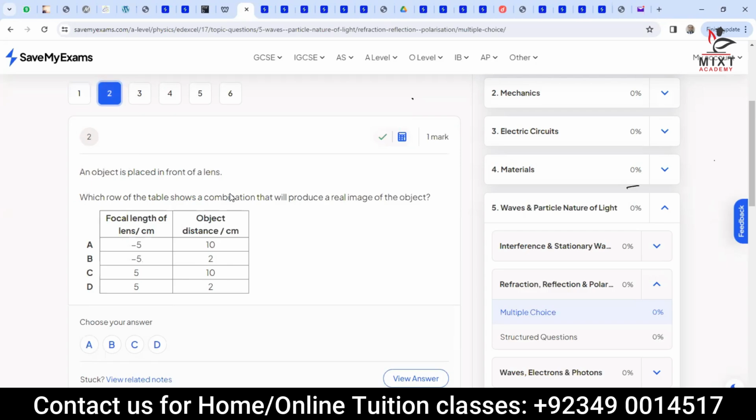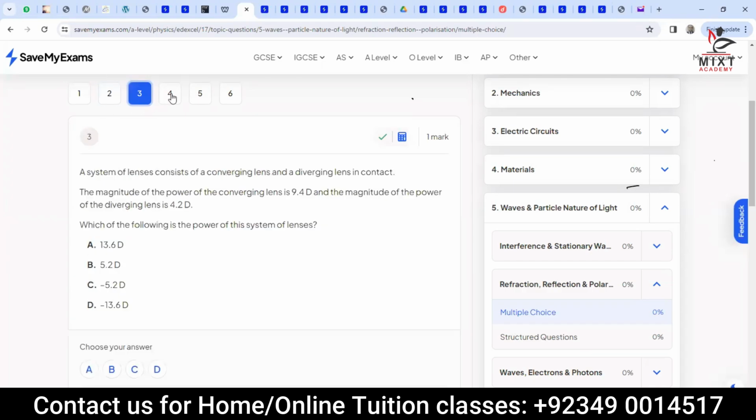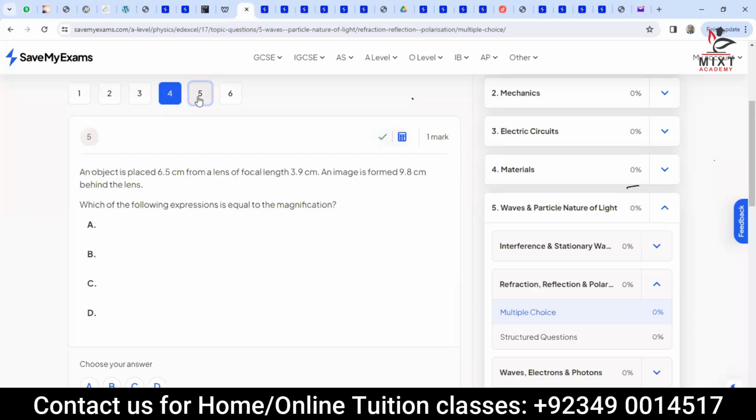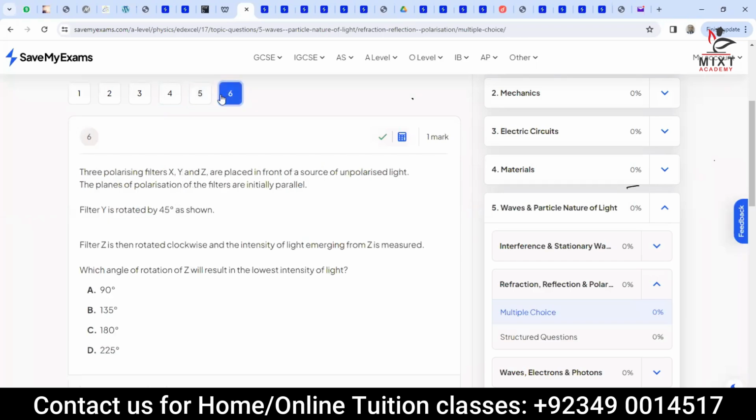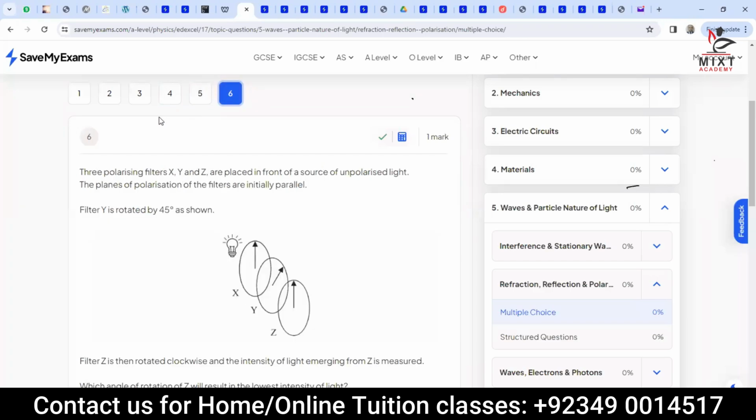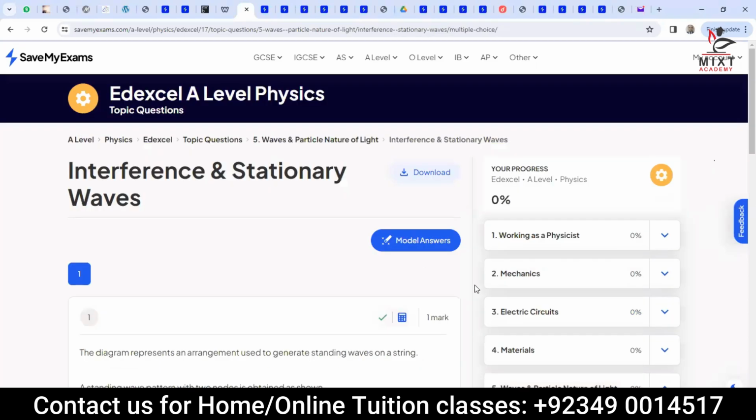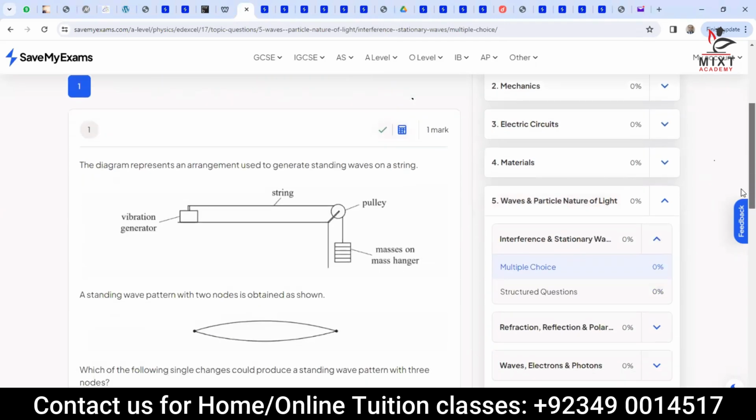Okay. Which row of the table shows a combination that will produce a real image? We didn't see this, so leave that for later. This is diopter. We didn't see that, critical angle. Okay, why do they give you this? We went through polarization. No, this one is different. We didn't do this. This is related to the lens and everything. We will do that later on. But first, I have to tell you the wave nature, I mean, not the wave nature, the other one. So that's the reason I just came across that. Okay, let's come back to the business where we actually were.